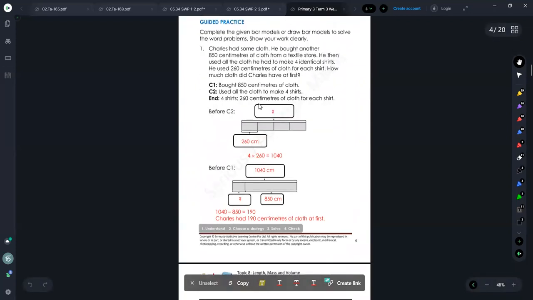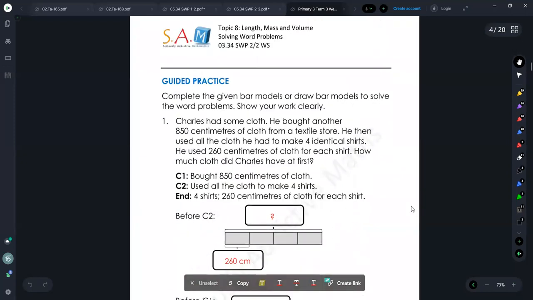Although as per normal the model is already drawn there, for this one I would like you to draw the model together with them. So to start off with, get them to analyze the question. You read the question. Charles had some cloth. He bought another 850 centimeters of cloth from a textile store. Then he used all the cloth he had to make 4 identical shirts. He used 260 centimeters of cloth for each shirt. How much cloth did Charles have first?